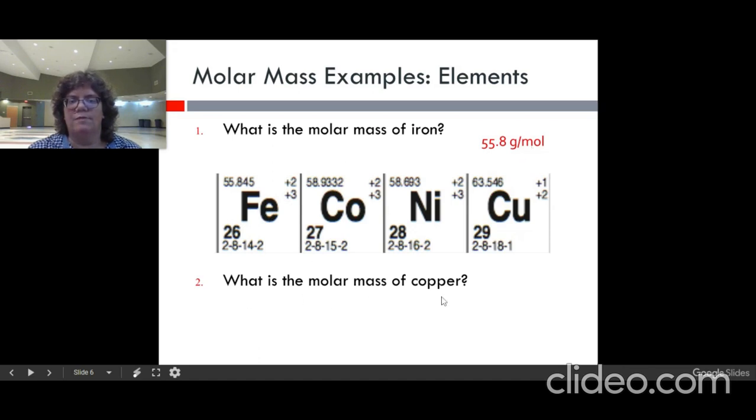And then the molar mass of copper is Cu, so it's this one over here. So it would be 63.55, because we round up, grams per mole. And again, don't forget, you always have to put the units when you write anything.